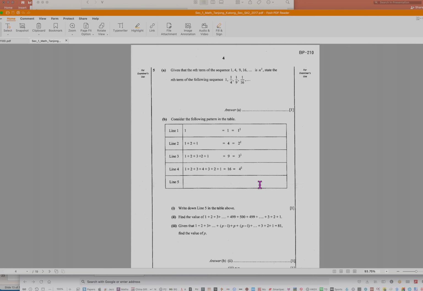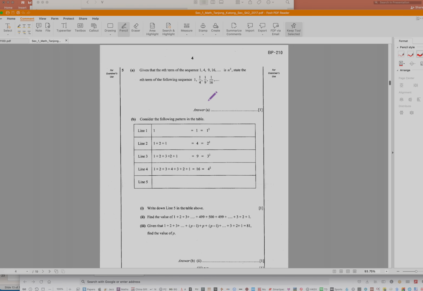This one. Yes. Okay, so I think it's pretty simple, this one. What I observe is 1 over 1 square, 1 over 2 square, 1 over 3 square, 1 over 4 square. So it's 1 over n square. So write down line 5. Line 5 is pretty simple. 5 square. Yep.